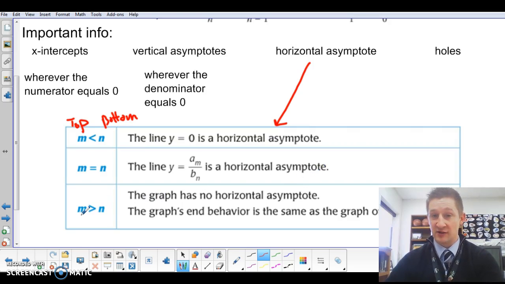Now, if the numerator is greater in degree than the denominator, that means there's no horizontal asymptote. Instead, we'd have what's called a slant asymptote. You don't have to learn about that here in Algebra 2. That's something that in pre-calculus you will look at.